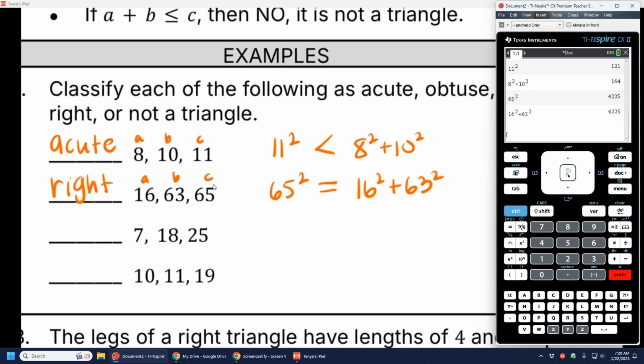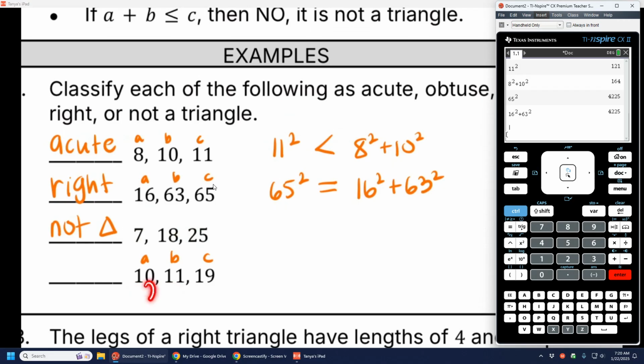Okay, the third one, first let's check to see if it makes a triangle. 7 plus 18, that is 25. So is 25 bigger than 25? No, they're equal. So this is one of those where it doesn't even make a triangle. So I'm going to put not triangle.